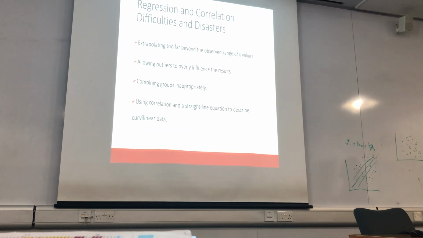Now we have problems: regression and correlation difficulties and disasters. Extrapolation too far beyond the observed range of x values. We will learn about allowing outliers to overly influence the results. Outliers influence the result; they also influence the mean and the confidence interval. Combining a property and then using correlation and a straight line equation to describe a curvilinear relationship. We will see examples.